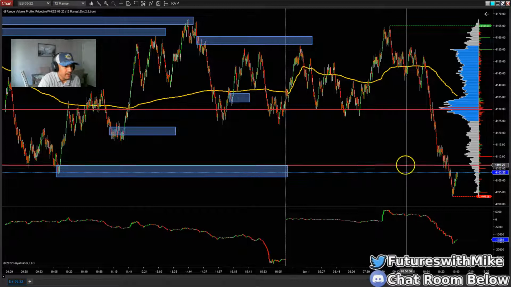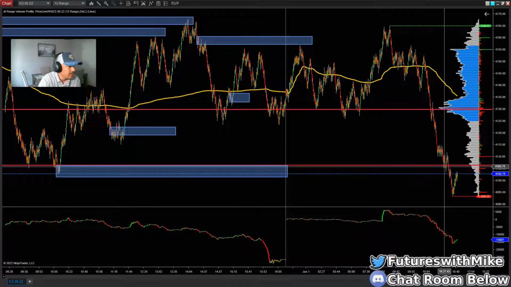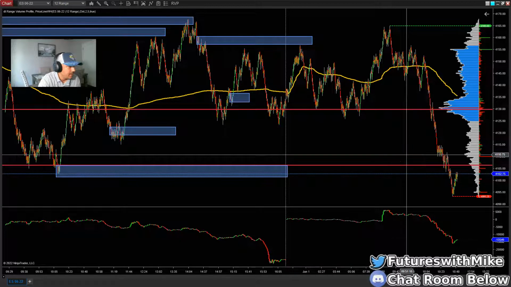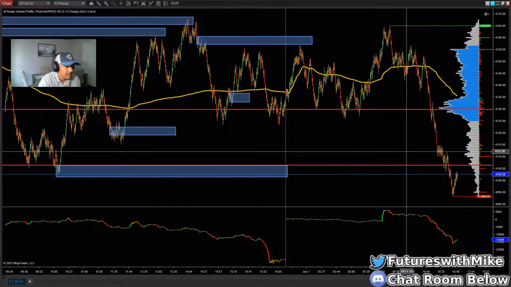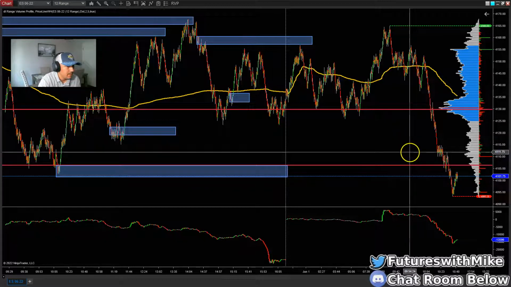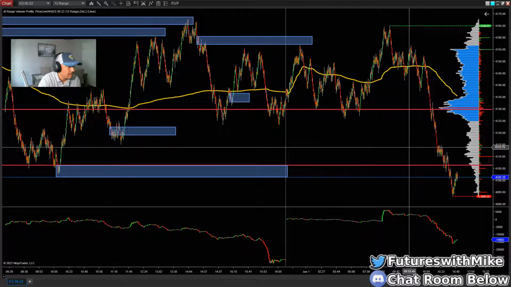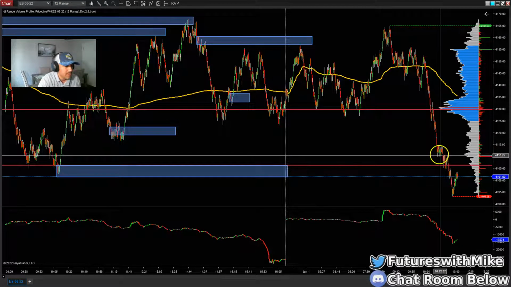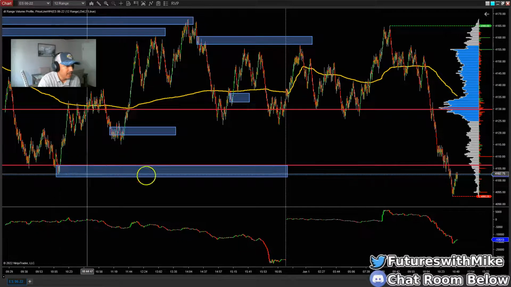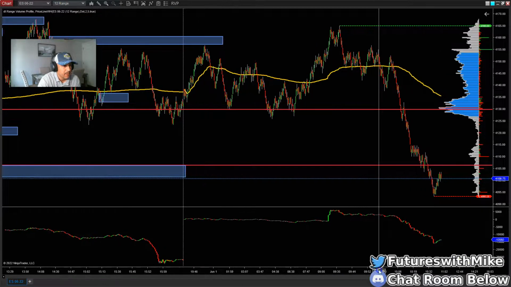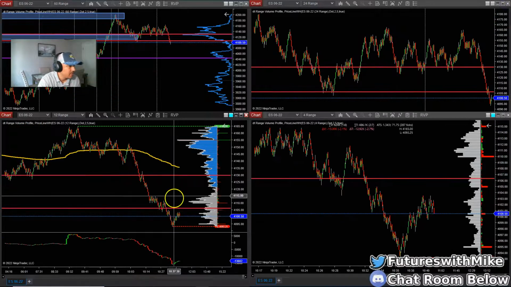Did it bounce off this area here? Yeah, it did. Right here, this box right here. Came into it. All right. Bounced off it. It rejected right here off this box, this little area of demand, and pushed back into this area of resistance right here. So, all right. Let's go back. That's off of the 12 range.